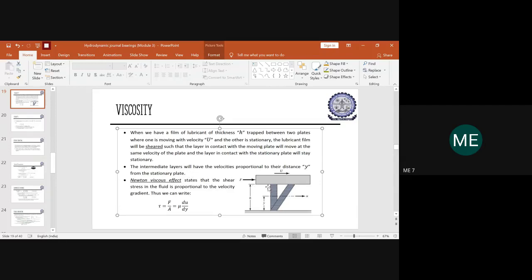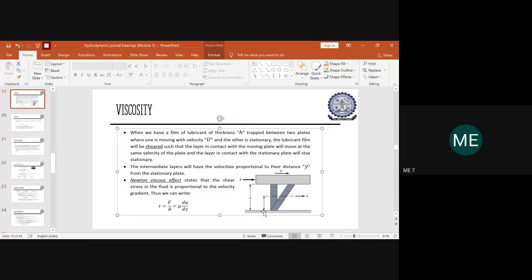So here the fluid will move with the same velocity because the lubricant film is very near to the moving plate. And here the lubricant film is very near to the stationary plate, and hence the film here will be held stationary. But other intermediate layers will be moving with a slight amount of velocity, and that velocity will be exactly proportional to the distance from which it is being held from the stationary plate.